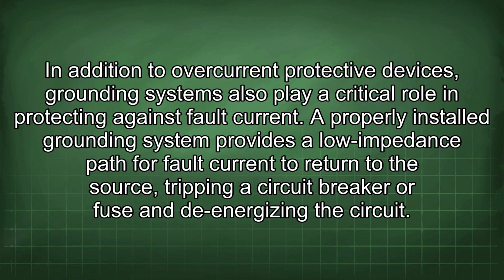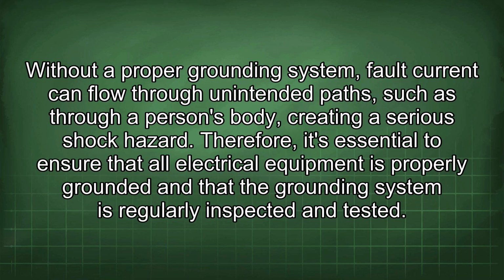In addition to overcurrent protective devices, grounding systems also play a critical role in protecting against fault current. A properly installed grounding system provides a low impedance path for fault current to return to the source, tripping a circuit breaker or fuse and energizing the circuit. Without a proper grounding system, fault current can flow through unintended paths, such as through a person's body, creating a serious shock hazard.